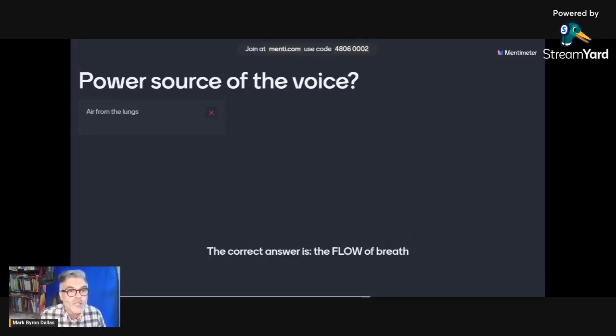Air from the lungs. The correct answer is flow of breath. So yeah, air from the lungs flowing. So you're not entirely wrong, even though Menti says you are. It's just that your answer is not listed as one of the many possible correct answers. So yeah, air from the lungs flowing. It's the flow of breath that is the source of the voice.